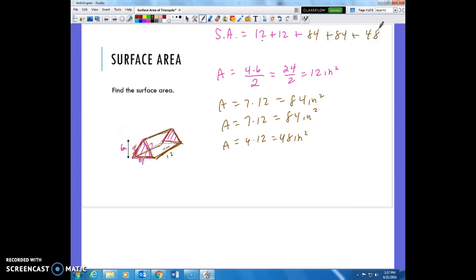And now together that makes our total surface area. So we're going to say 12 plus 12 plus 84 plus 84 plus 48. 240 square inches.